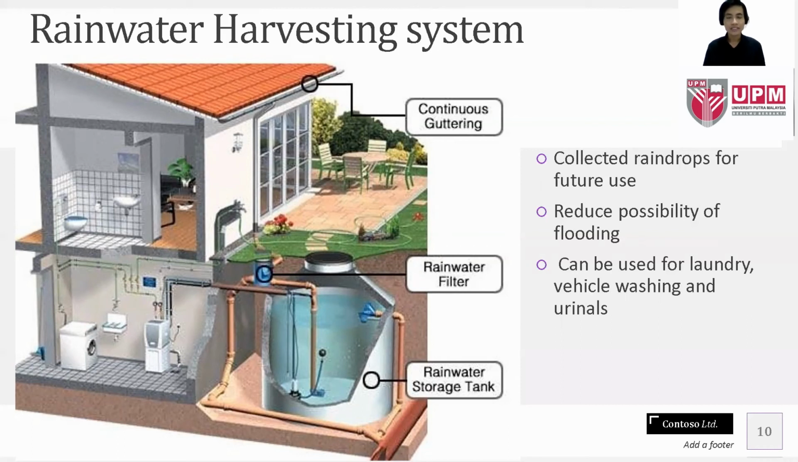It reduces the possibility of flooding because the water itself will be channeled in a proper and more systematic way through the gutter and rainwater downpipe system that you can see from the roof and in the diagram that I've shown here. Then this water can be used for laundry, vehicle washing, and urinals. It's actually very helpful because it saves costs. You don't have to pay high water bills and electricity bills because of the water pump system. So it's very good and very economical.